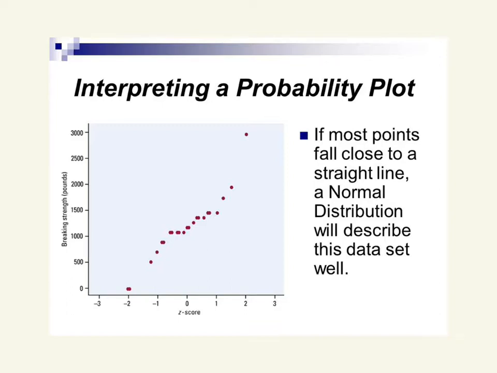If I kind of drew in a line of best fit here, that would be our straight line that we're trying to hit. And we can see that most of our points fall close to this pattern of a straight line. Again, they're not perfectly straight, so it's not a perfectly normal set of data, but it is a set of data that it would be appropriate for us to use a normal distribution in this setting because of most of the points falling close to a straight line.